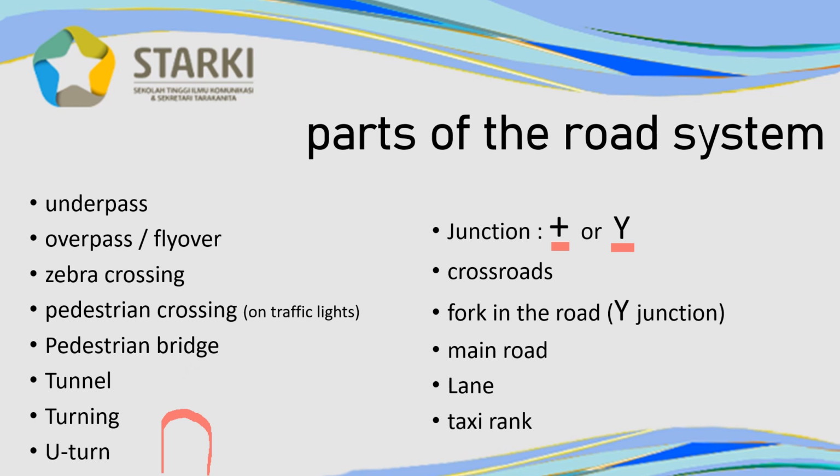And then lane. It's like a bicycle lane, busway. Busway is actually the way for the bus. Sometimes we call that a bus lane. Taxi rank. A taxi rank is a kind of place where the taxis are gathering, waiting for the passengers. That is a taxi rank.